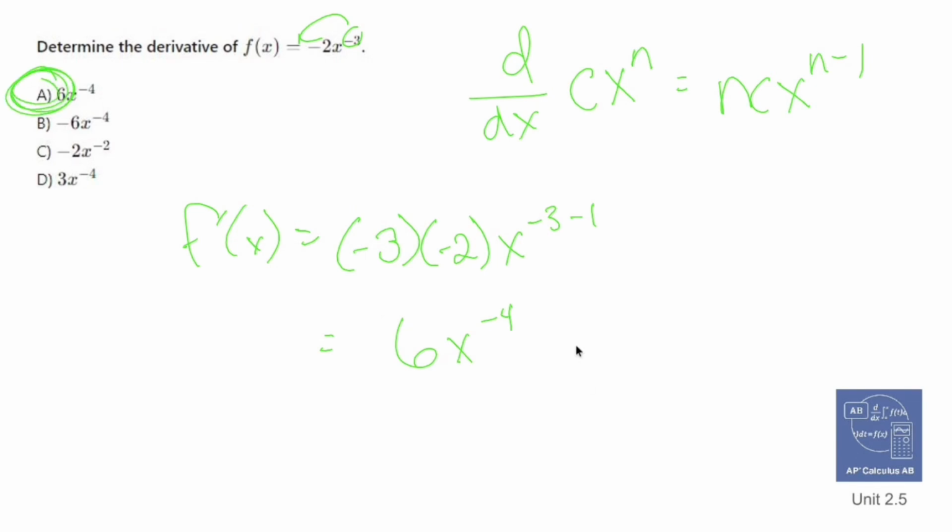which I guess that's just how they want us to leave it. Normally I would write it out like this, but since I made ChatGPT do all of the work for me, it kept it like that. No matter, A is going to be the answer.